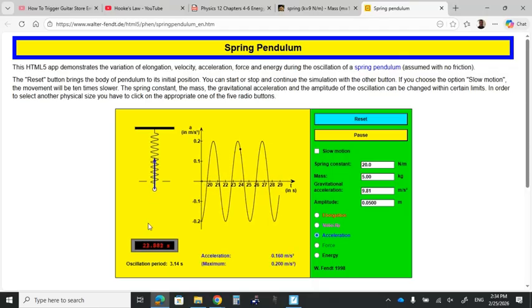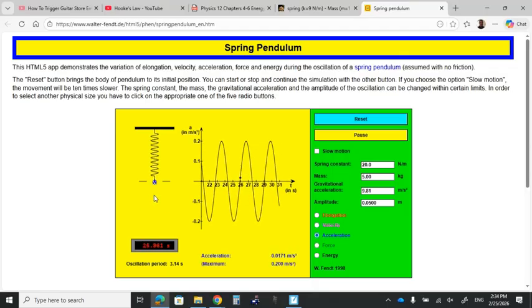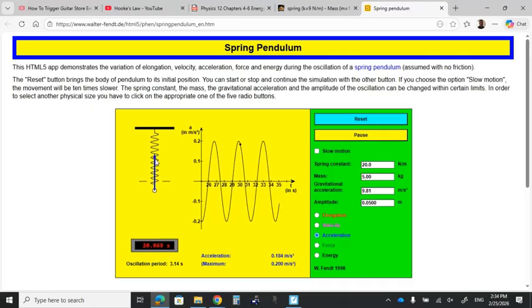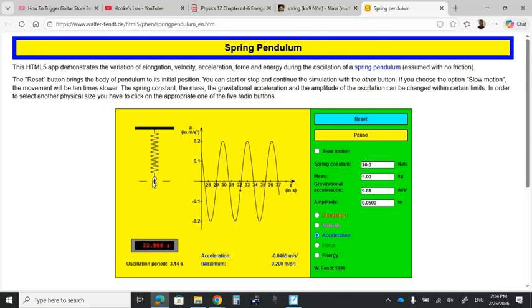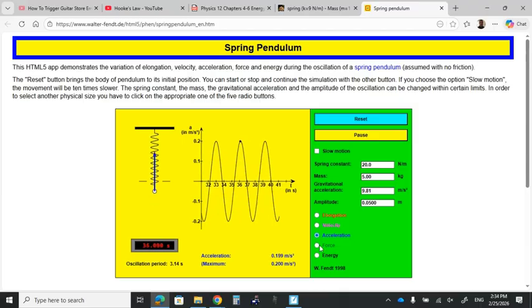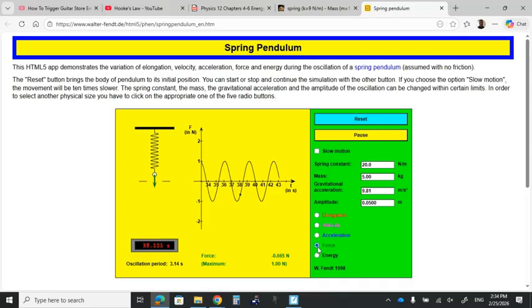Acceleration, kind of the opposite, right? It's the most at the edges. That's when the spring is stretched the most. We're going to have the most force from Hooke's law, and it's accelerating the least in the middle when the spring's at its natural position. Force matches that exactly, really. It's just a different value by the factor of the mass.